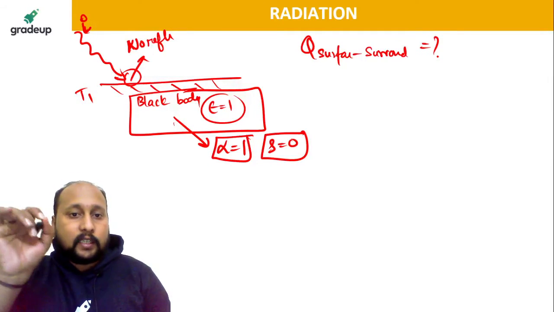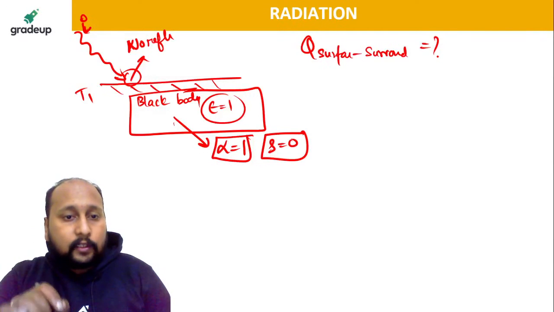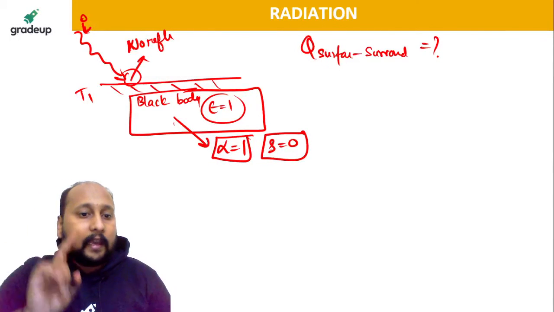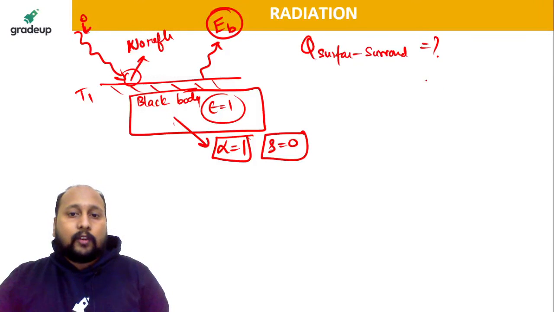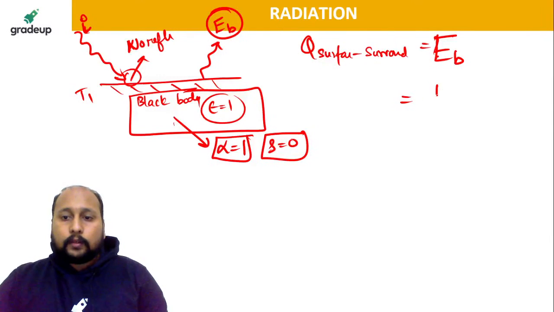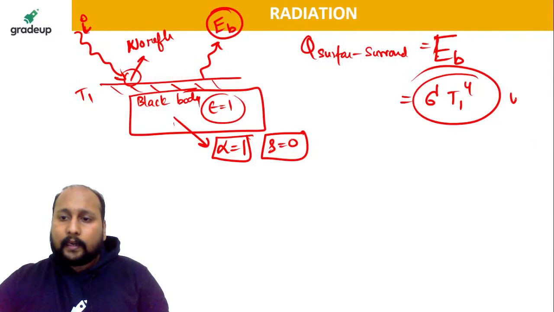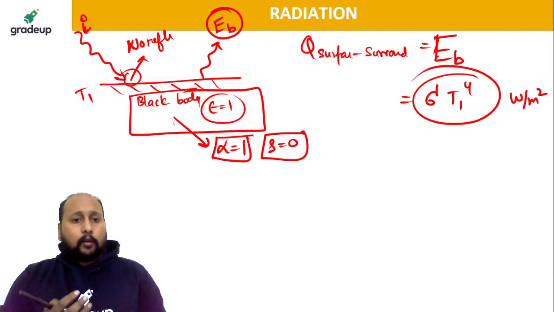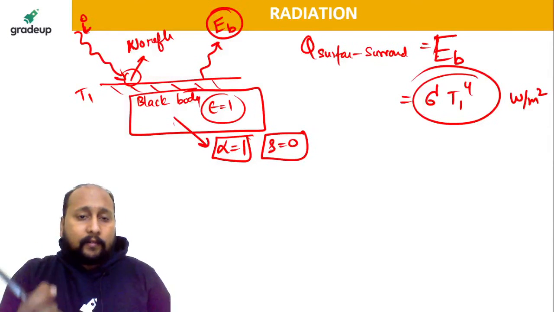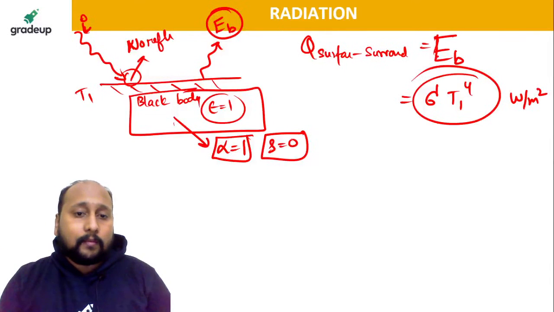we know from Stefan-Boltzmann that any surface which is at 1 Kelvin also will be emitting radiation. So definitely this surface will be having some emission. We call it black body emission. So from the surface to the surroundings, what will be your emission? It will be equal to E_B, and that will be equal to sigma T1 to the power 4. Is this clear? And this is in watt per meter square. It won't be equal to 0 because every body at even a unit Kelvin will be having some emission.